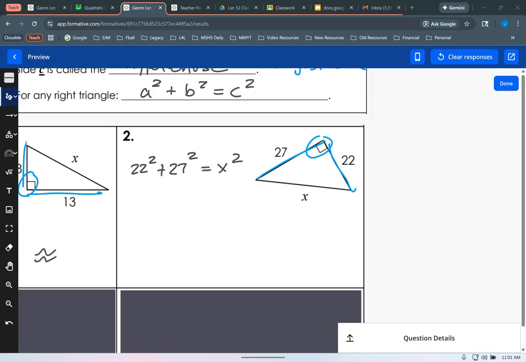Does it matter if I write it 27 squared plus 22 squared or 22 squared plus 27 squared? Nah, it's an addition problem, right? Commutative property of addition allows us to move that around.